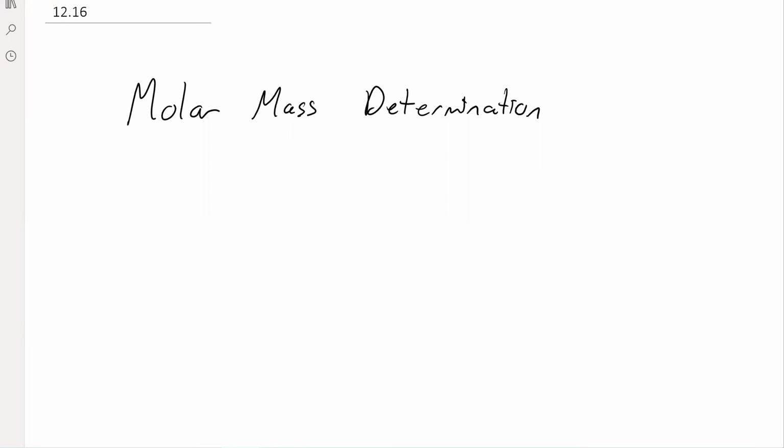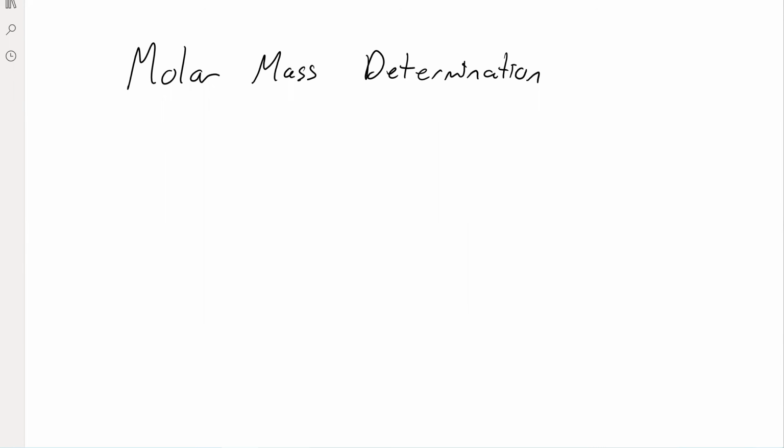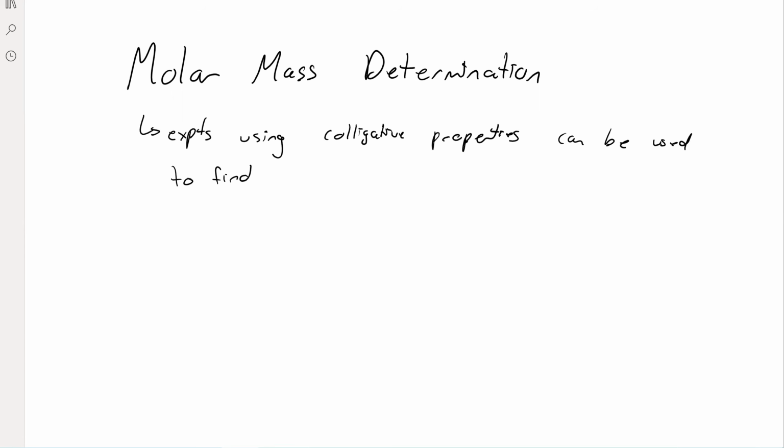All right, so one of the cool things about colligative properties is that because they only depend on the amount of moles, we can actually use colligative properties to determine molar masses, right? So you can set up experiments using colligative properties. It can be used to find the molar mass of a compound.